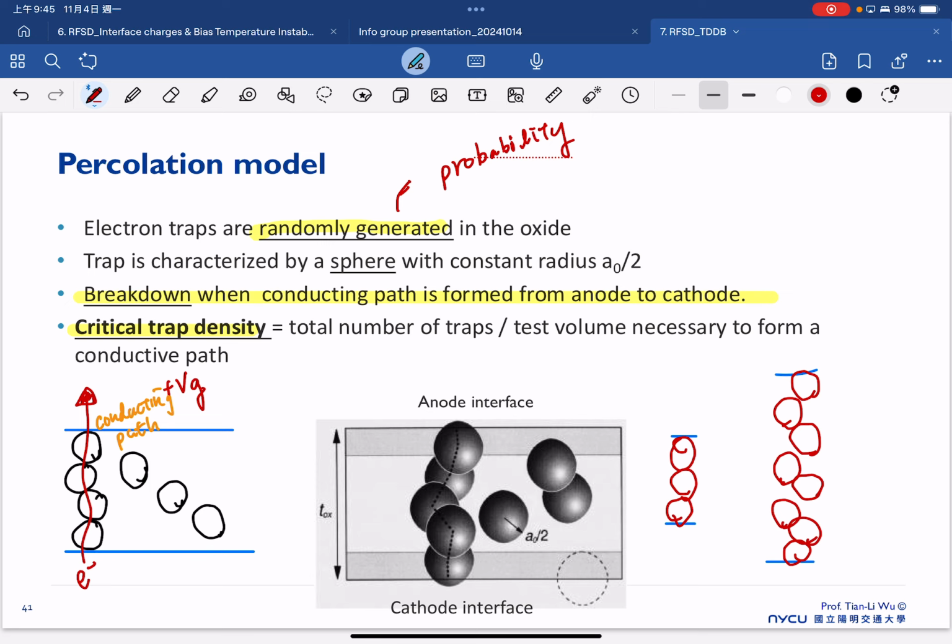So if we compare these two, for sure the thinner dielectric always has a shorter time to break down, and the thicker dielectric always has a longer time to break down. That's why we believe the percolation model is very effective, because it can well explain certain phenomena that we have already seen in our experimental results, especially related to thickness dependency.